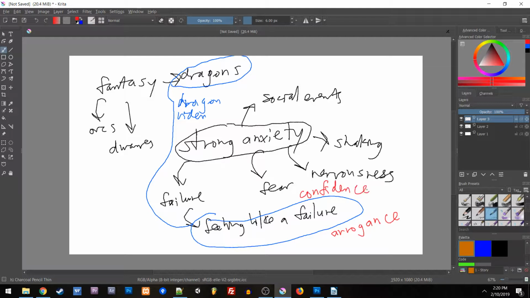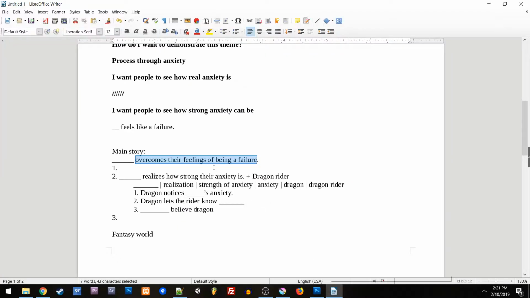If we want to go to the far extreme though, then we might say that arrogance is more so an opposite. Both of these are legitimate. It kind of depends on where we want to take our story. Why do we want to find the opposite of feeling like a failure? Well, if the main character is in fact going to overcome their feelings of being a failure, they need to move to the opposite of feeling like a failure.